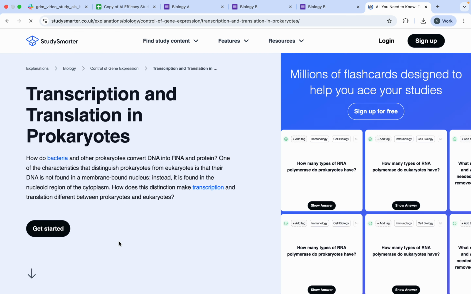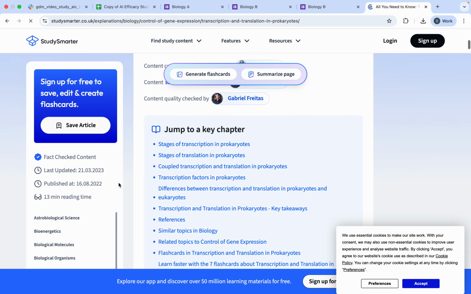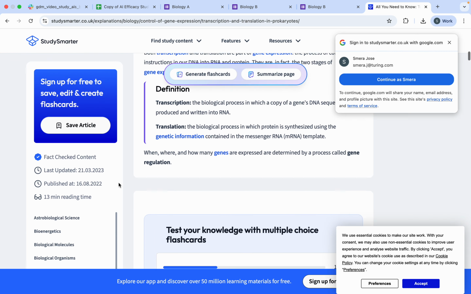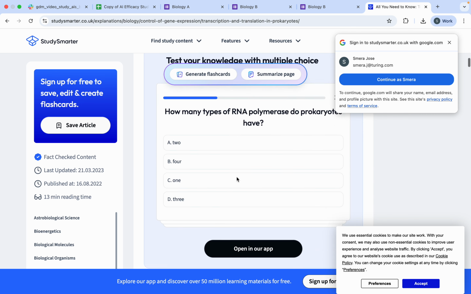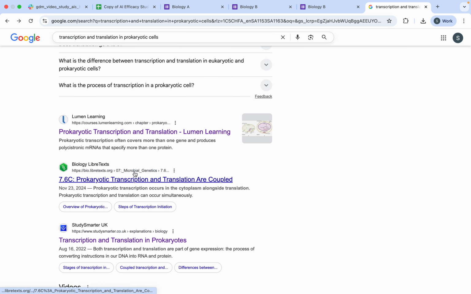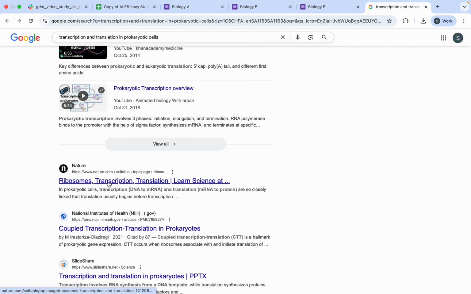Transcription and translation. Okay. Transcription is the biological process in which a copy of a gene's DNA sequence is produced and written into RNA. Translation means the biological process in which the protein is synthesized using genetic information contained in a messenger RNA template. Okay, so let's check here also.